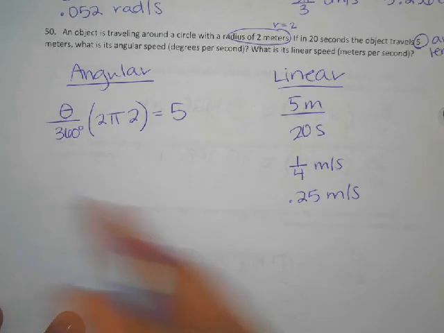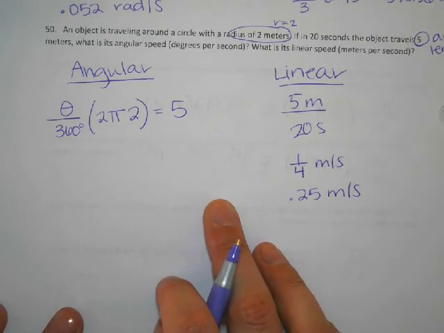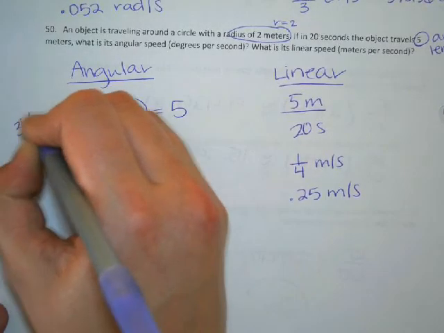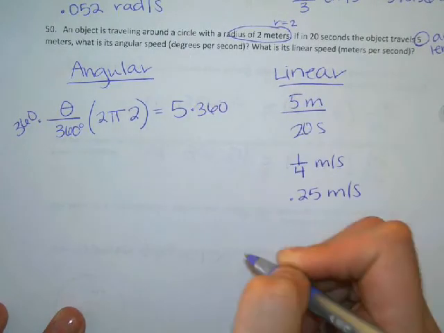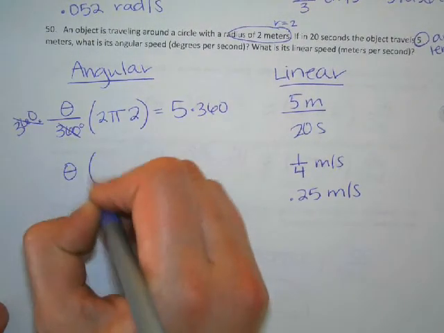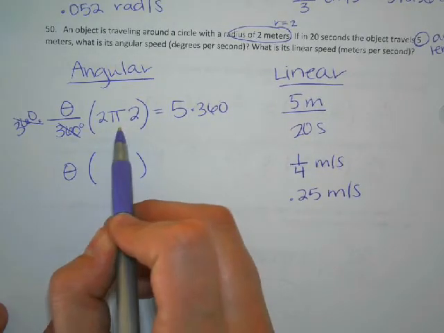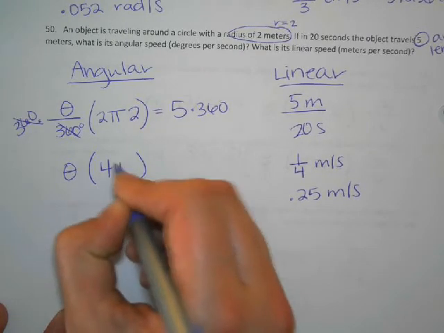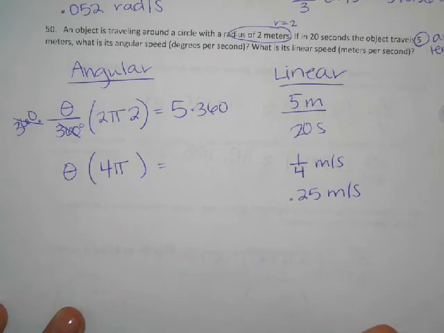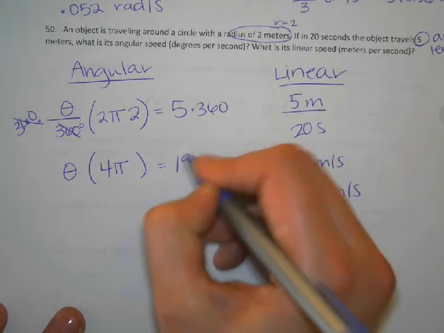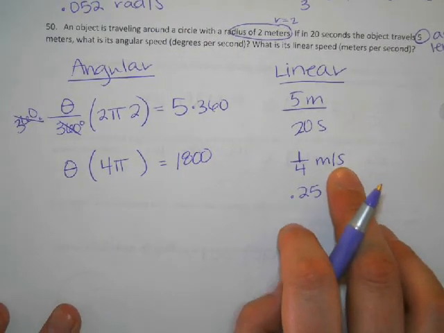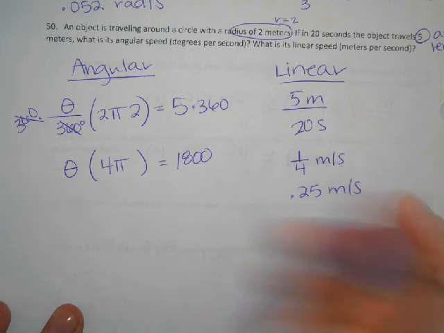What could you start to move away from theta? 360. How do you remove a divide by 360? We're going to times 360 and times 360. So theta times, are you guys okay with me simplifying this? Sure. What would it be? 4 pi. It's 4 pi. So 5 times 360 is 1800. Alright, and then what do we do to get theta all by itself? Divide by 4 pi.